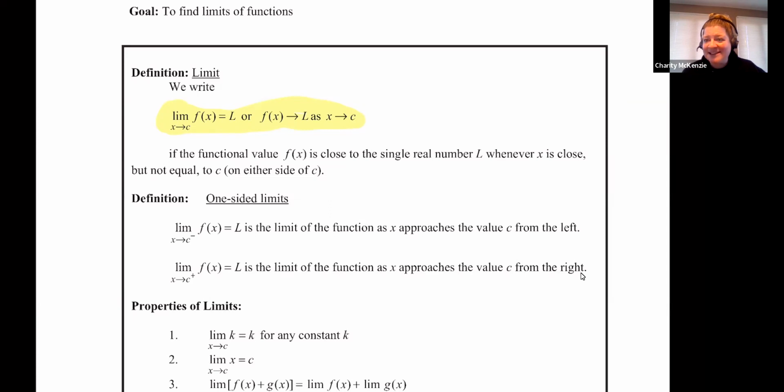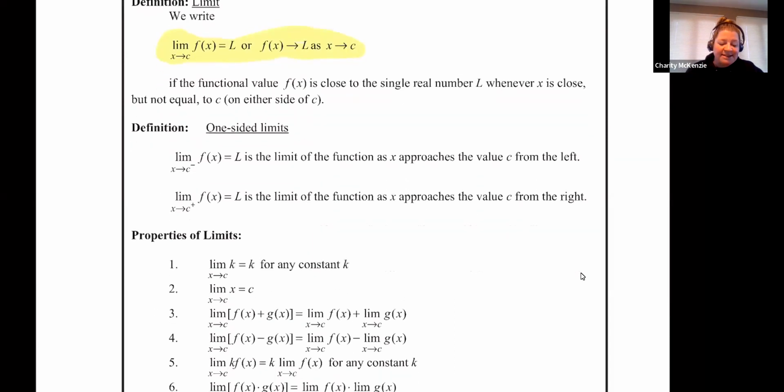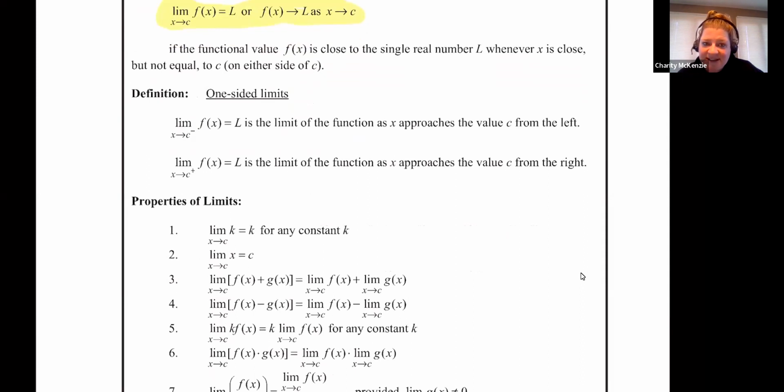It's a little wordy, right? It's just saying, hey, are both sides going to the same number? Yes or no? If so, what number? And then we have this idea of one-sided, and it's exactly what we just looked at.